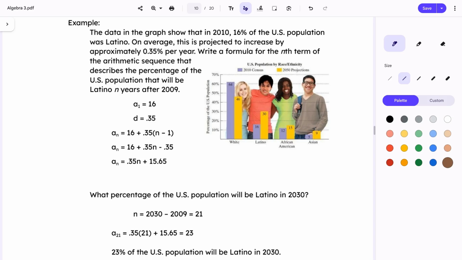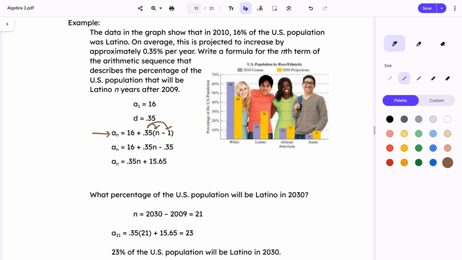Okay, and we could do this for anything. We could have picked any of these groups over here from the graph and done this too to see what the population would be for any of those as well. So they chose this one. They're saying that the first term is 16, and that's coming from the 16% from the information given above. It's also shown here on the graph. So your first term is 16. They're saying that it's increasing by 0.35% every year. That's your difference. So that would go in for your D. So they just plugged it into our general form like we were just doing. They simplified by distributing that 0.35 in.